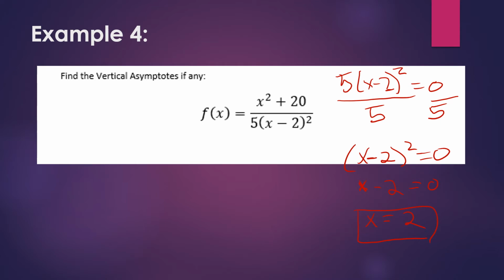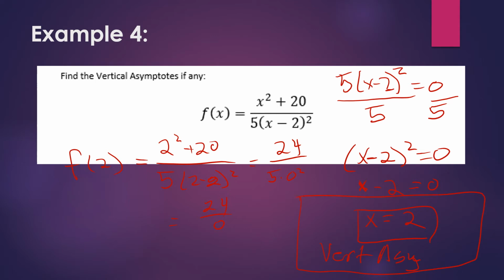So this is my only candidate for a vertical asymptote. So let's see what happens if I plug in. Let's take a look at f of 2. I'll get 2 squared plus 20 divided by 5 times 2 minus 2 squared. So this is going to be 24 over 5 times 0 squared. So this is 24 over 0. 24 is not 0. So this is a non-zero divided by 0, meaning my vertical asymptote would be at x equals 2. That would be my final answer.